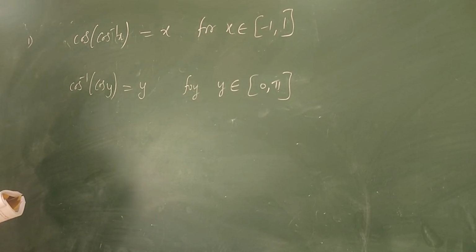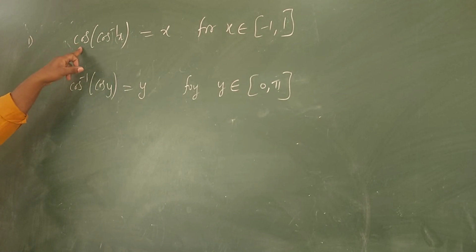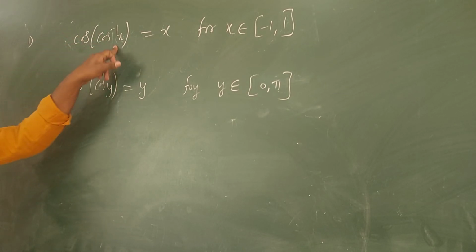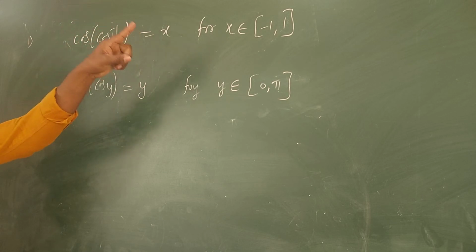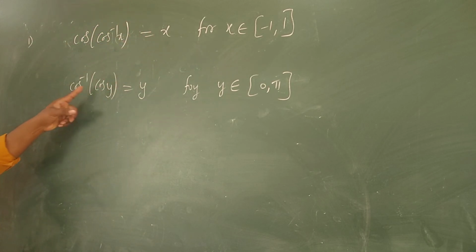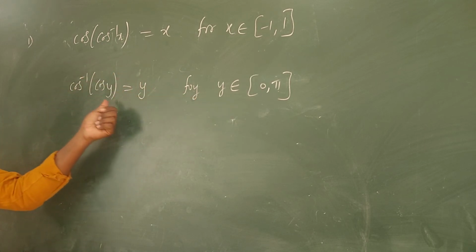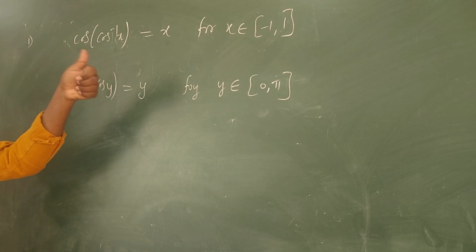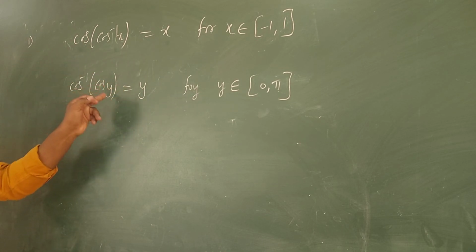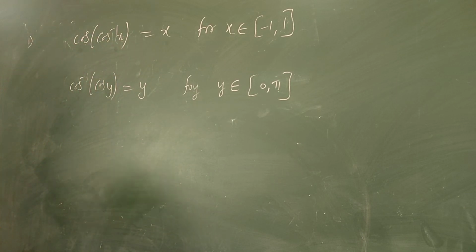So cos inverse cos x is not the same as cos of cos inverse x. This is the difference you need to remember. The first one is the most important one. Cos of cos inverse x is x, and x is what? x is in the domain, minus 1 to 1. Cos inverse of cos y is equal to y, and this is an angle. That is why we are writing cos inverse of cos y is y. This time you are going to get the angle range, and this time you are going to get the domain. Okay, so cos of cos inverse x is equal to x, cos inverse of cos y is equal to y. This is what you have.